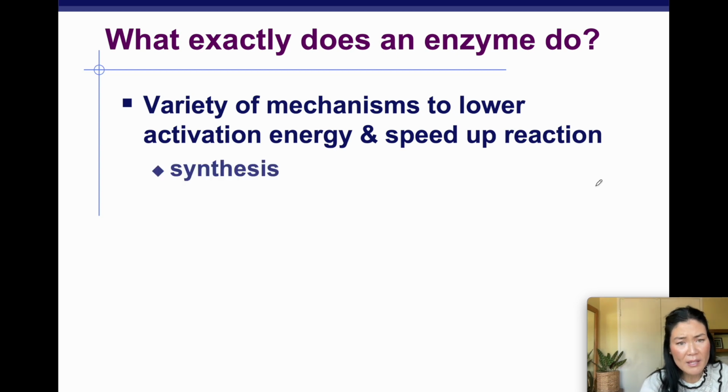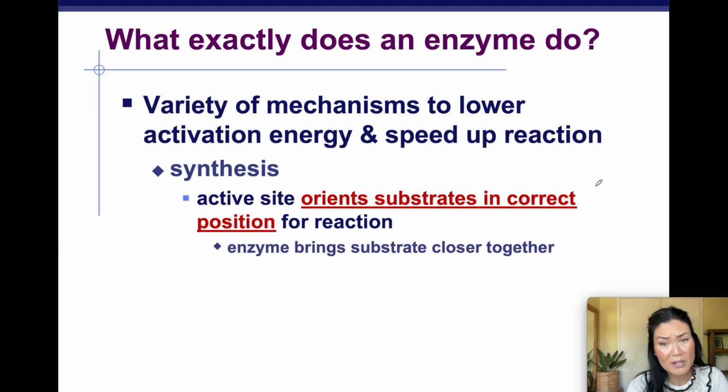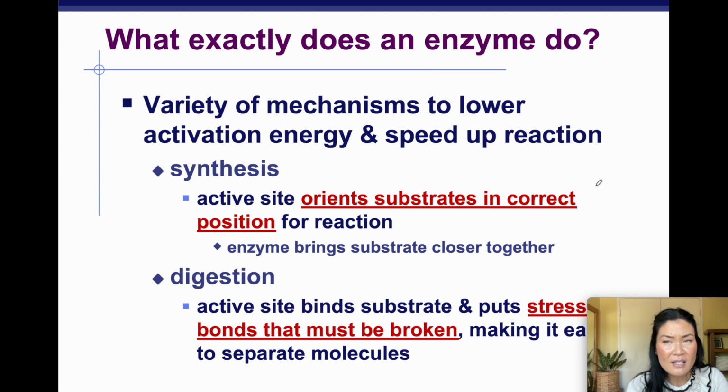And so enzymes speed up chemical reactions of synthesis and of breaking down, right? In synthesis, the substrate goes into the enzyme, and the enzyme brings those two molecules that are going to bond together closer. It brings the two substrates together so they can form a bond. The active site orients the substrates in the correct position for the reaction to happen, okay? Whereas with digestion or breaking down, when the substrate fits into the enzyme, the enzyme puts physical stress on the bonds and breaks them, okay?